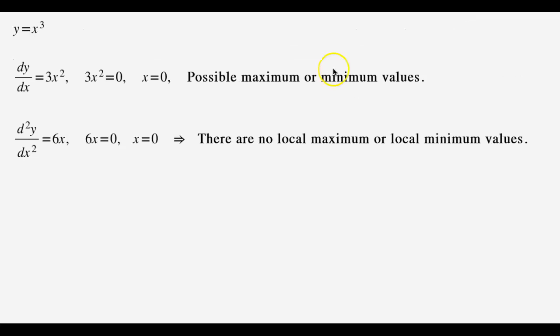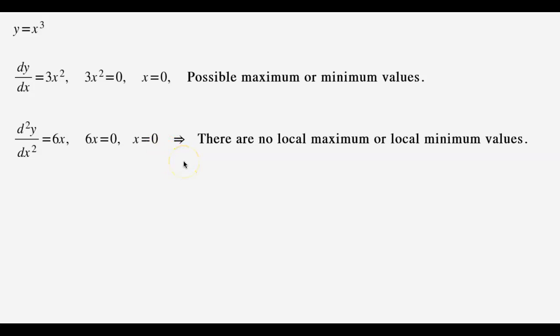So what we need to do is take that and differentiate the first time, and we'll put it equal to 0, and we can see that x equals 0, so there are possible maximum and minimum values. Now that's not for sure, we need to investigate further. So then we differentiate again, and we find that we have 6x. 6x equals 0, so x equals 0.